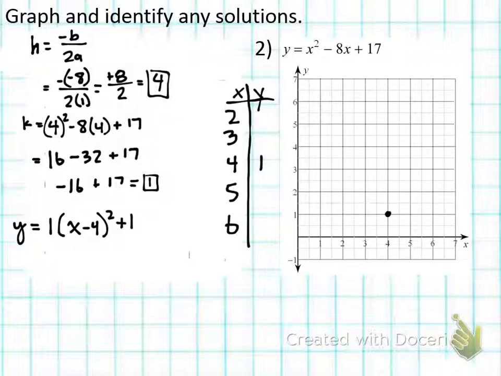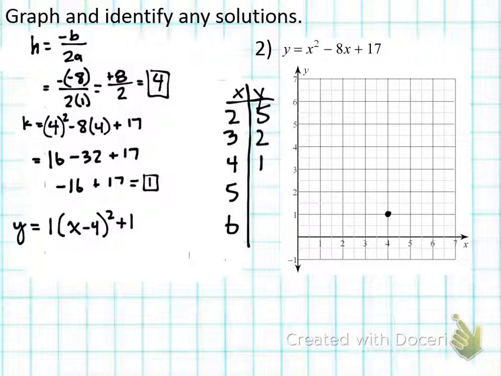Okay, putting in 2 into here. Okay, 2 minus 4 is negative 2. Negative 2 squared is 4. 4 times 1 is 4. 4 plus 1 is 5. 3. 3 minus 4 is negative 1. Negative 1 squared is 1. 1 times 1 is 1. 1 plus 1 is 2.